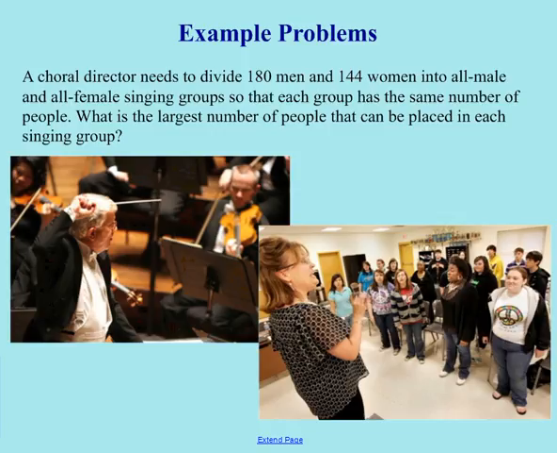Now that we've read the problem and understand what they're asking, we need to ask ourselves, do we find the GCD, the greatest common divisor, or the LCM, the least common multiple, in order to solve this problem? You'll recall that the GCD is the biggest number that goes into two numbers, and the least common multiple is the smallest number that those two numbers go into. So in this problem, since the choral director needs to divide the men and women into smaller groups, we need to find the greatest common divisor of 180 and 144.